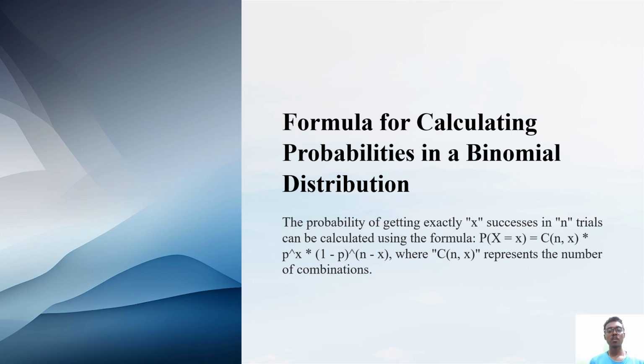Then, what is the formula for calculating probabilities in a binomial distribution? The probability of getting exactly x successes in n trials can be calculated using the formula P(X = x) = C(n, x) * p^x * (1 - p)^(n - x), where C(n, x) represents the number of combinations.